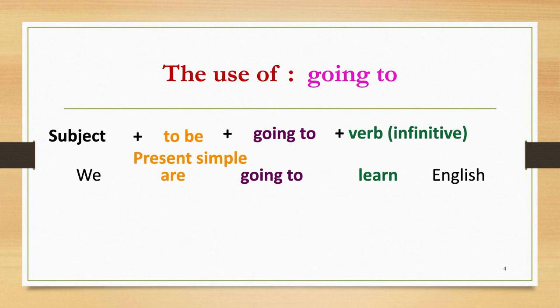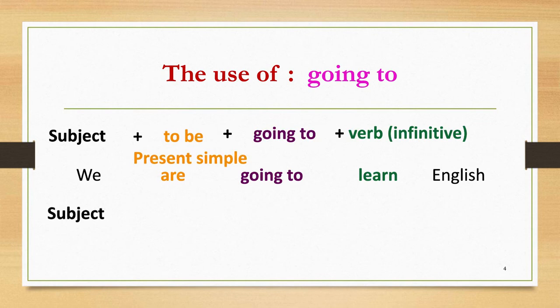We understand from this sentence that we already took the decision that we want to learn English before the moment of speaking. It's either we are enrolled in a class for English learning, or we are watching videos to learn English. At the moment of speaking, we already took the decision to learn English, and we say we are going to learn English. It's like we are certain that it's going to happen.